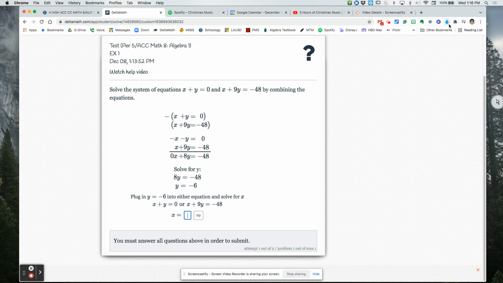Let me use my little tools here. What I could do is say, text tool, x plus negative 6, which is what y is, equals 0. Just substitute it in. So what does x have to be there? 6.